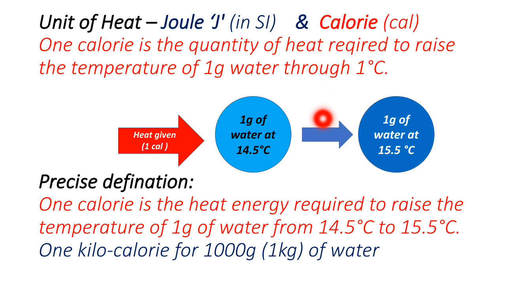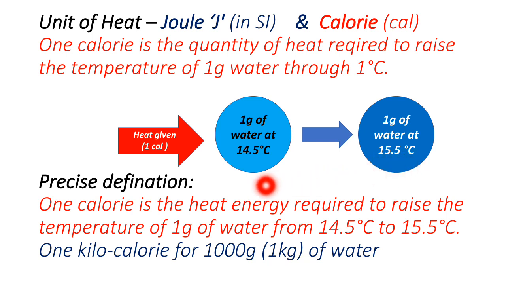Correct. Here this is the precise definition: we consider that the drop of water, 1 gram, is at the temperature 14.5 degrees Celsius and it is raised to 15.5 degrees Celsius, that is, raised by 1 degree Celsius. From this picture, heat is given to that drop. This is 1 gram of water at 14.5 degrees Celsius, and some amount of heat is given, and that amount of heat is 1 calorie. As this heat is given to that drop, its temperature is increased by 1 degree Celsius and it reaches 15.5 degrees Celsius.